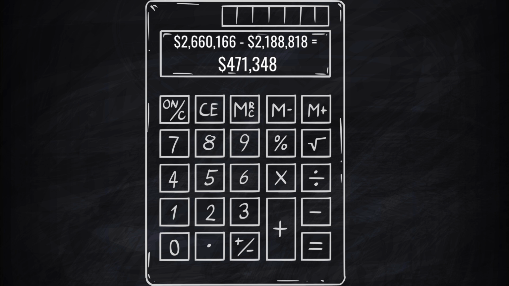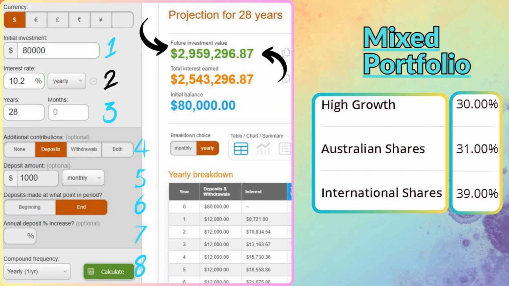$471,348. And you will see in our next video the importance of the final value, which is what I'm going to show you. The mixed portfolio, which I will put here, aims to do a 10.2% return, number two, and the final value can be $2,959,296. So as you can see, the returns, especially over a long period of time, make a huge difference.